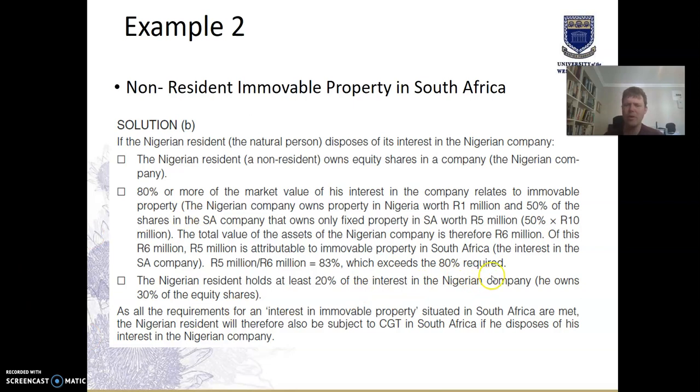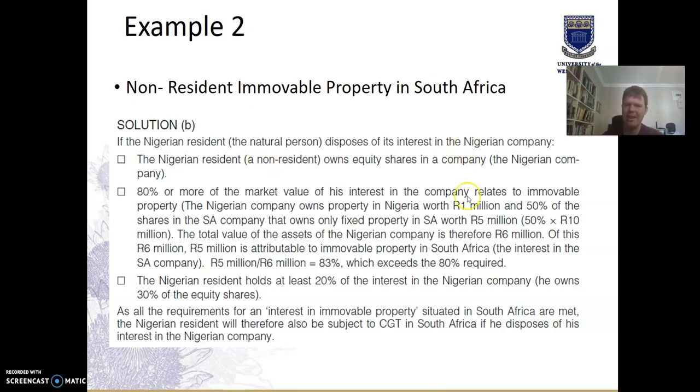So the overall thing we're looking at is the Nigerian company shares. The person concerned owns 30% of the shares, so you're above the 20% limit. The next thing we need to do is see how much of the Nigerian company's value is attributable to South African immovable property. And the Nigerian company has two assets.